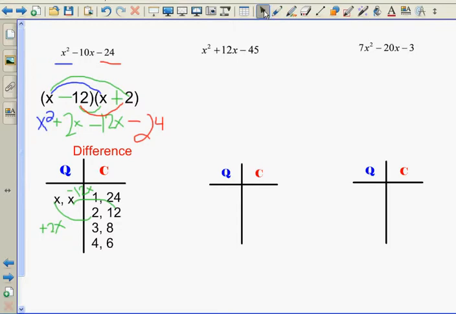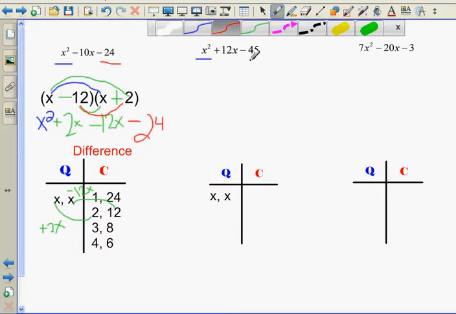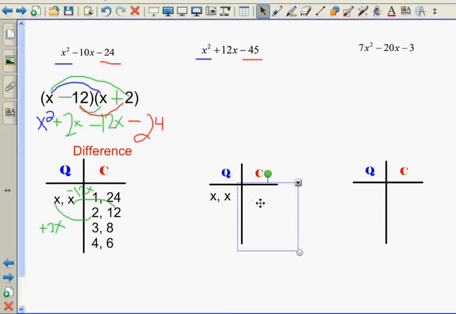Let's try another one, because I know this is kind of weird. Okay, so with this second example, again, first we're going to look at what causes the first term. So what causes x squared? And we already know that's just x times x. Then we're going to look at our last term. What causes a negative 45? And I wrote out all the possibilities. And I do recommend you write out all of them and in order, starting with 1 and then building up.